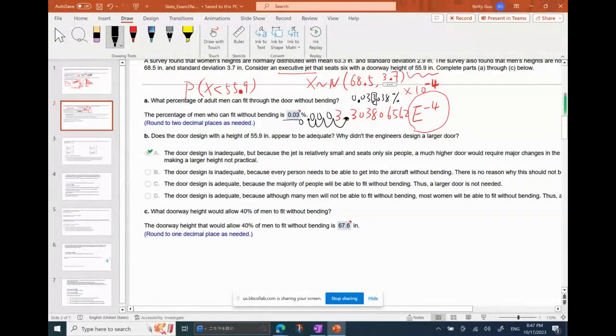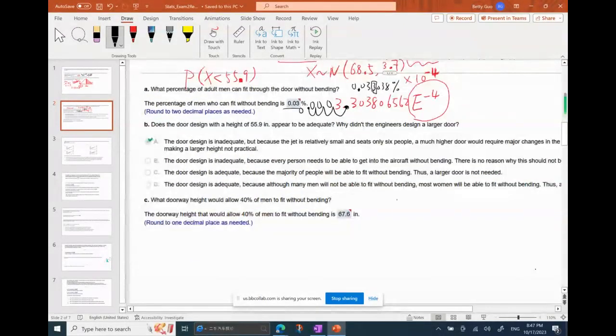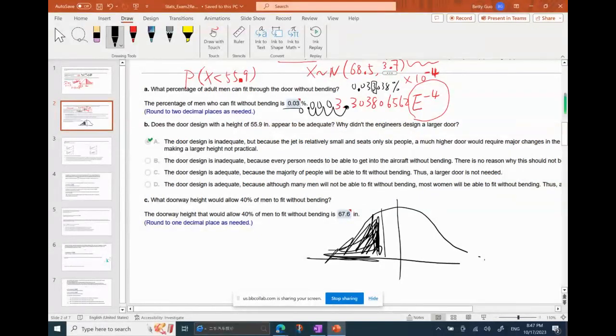Part C. What doorway height would allow 40% of men to fit without bending? Okay, 40%. Allow 40% not bending. So we are looking for this value. It fits the shortest 40% of people. So this is going to be an inverse normal problem.